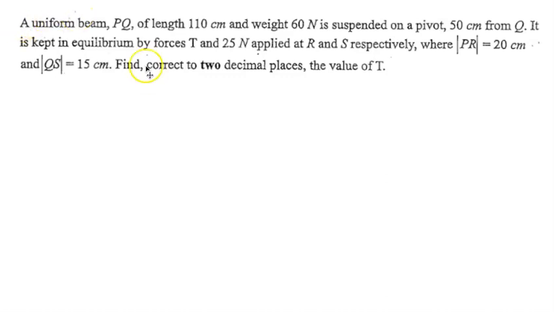A uniform beam PQ of length 110 centimeters and weight 60 Newton is suspended on a pivot 50 centimeters from Q. It is kept in equilibrium by forces T and 25 newtons applied at R and S respectively, where PR is equal to 20 centimeters and QS is 15 centimeters. We have to find, correct to 2 decimal places, the value of T. Now, questions of this nature, you need to draw the diagram. Okay, let's see the diagram.